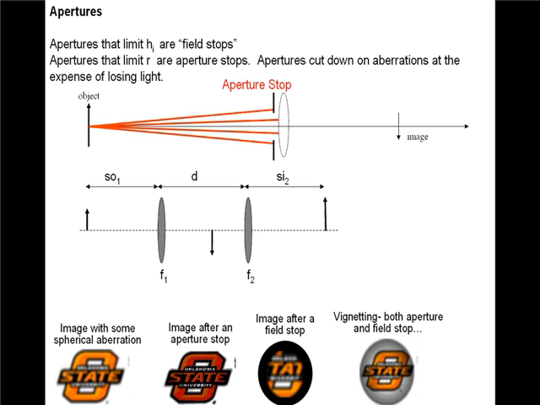So that gives you an overview of apertures, which is a very powerful technique for reducing aberrations in a system, and you simply choose the type of aperture depending on the types of aberrations you need to reduce.